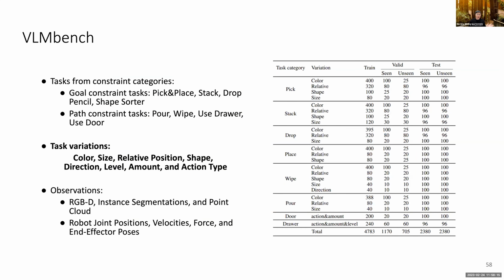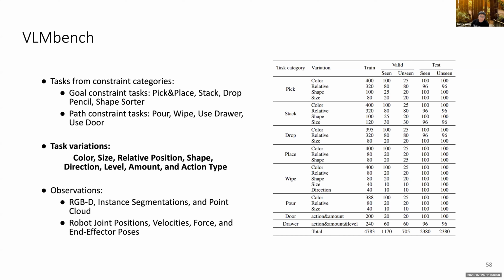So based on our AM solver, we build and collect a new benchmark, VLM bench, and it contains 8 tasks from constraint categories: pick and place, stack, drop pencils, shape sorter, pull, wipe, use drawer, and use drawers. But there are numerous task variations in terms of different colors, sizes, relative positions, shapes, directions, levels, amount of objects, and action types.